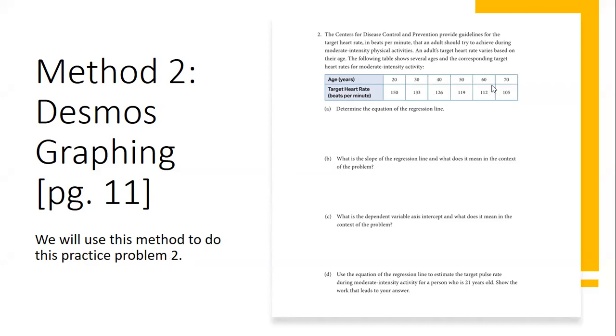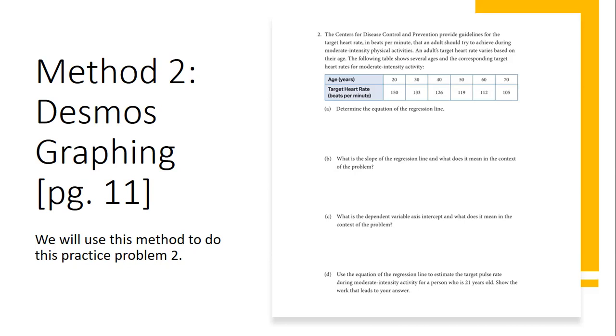So we have the problem here where we're going to figure out the Center for Disease Control and Prevention guidelines for the target heart rate, in beats per minute, that an adult should try to achieve during moderate intensity physical activity. Have any of y'all ever been on a treadmill and seen the little BPM monitor that asks your age and tells you to try to get into this heart rate to maximize your calorie burn and physical fitness? This is what this chart is basically telling you, right?